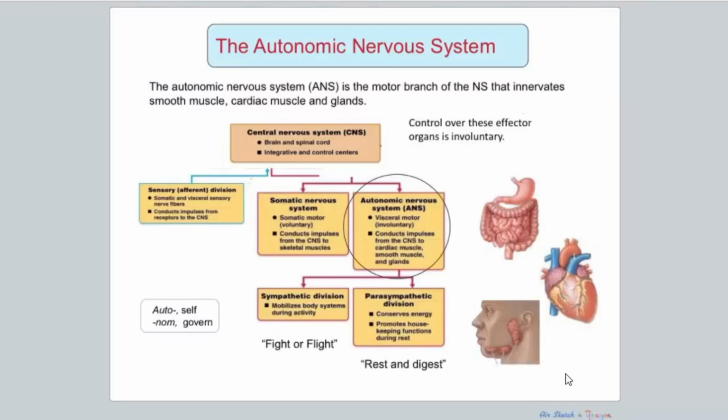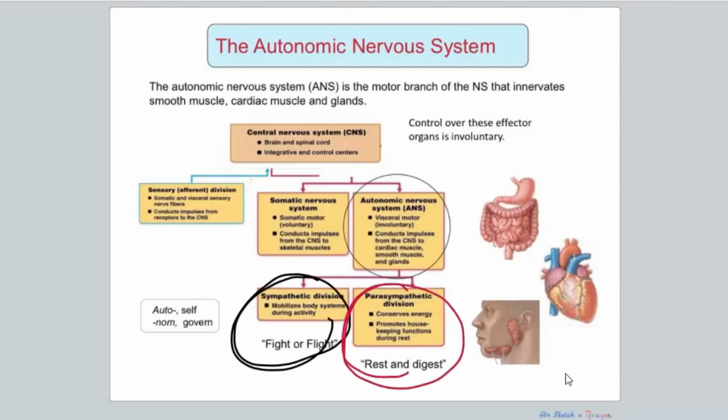So if the sympathetic response is activated, that's called the fight or flight response. The parasympathetic response is called the rest and digest response. And for this first part of the autonomic nervous system, this Panopto, we're going to talk about the sympathetic division, the fight or flight response.